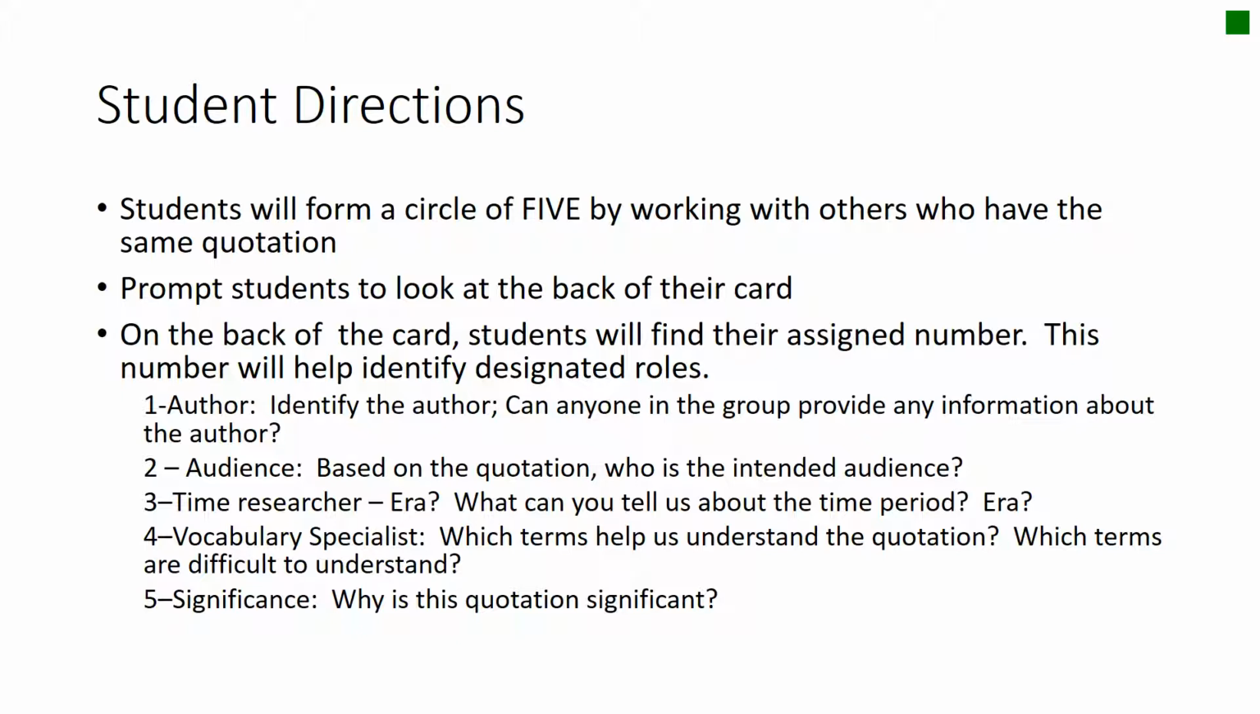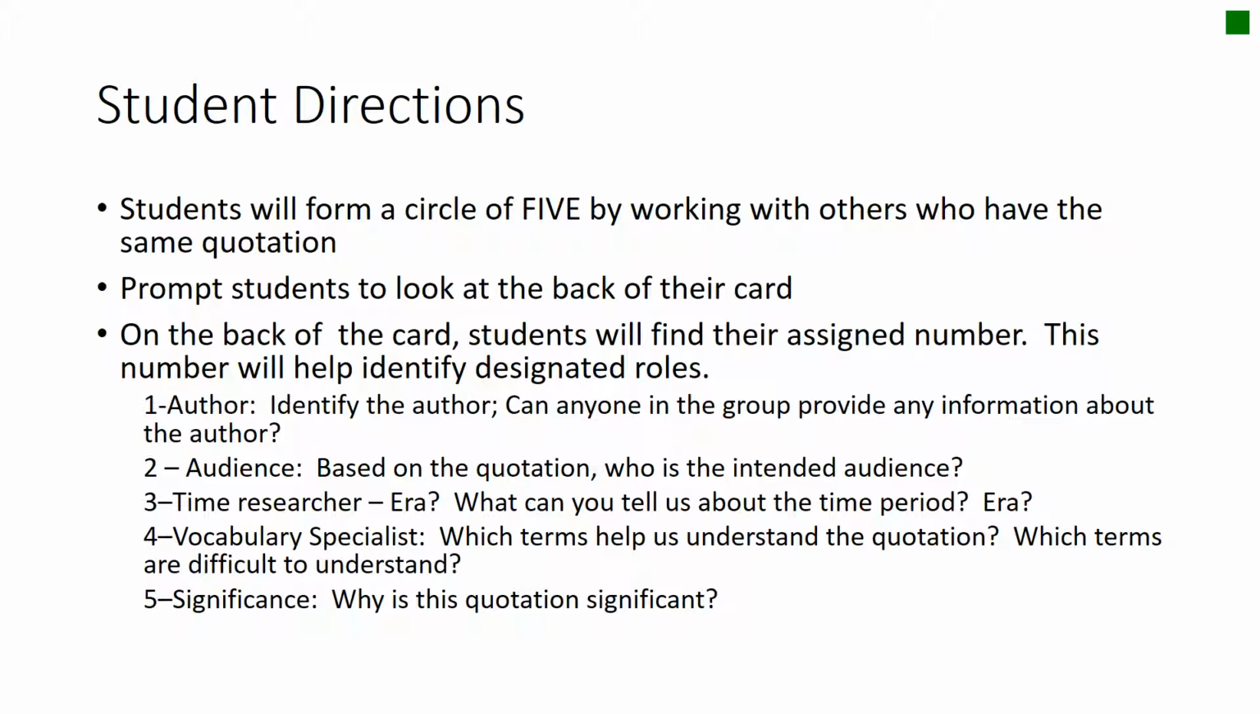What's significant about the time period? What was going on during the specific time period of the quotation? Vocabulary specialist. Which terms help us understand the quotation and which terms are difficult to understand? And lastly, why is this quotation significant?